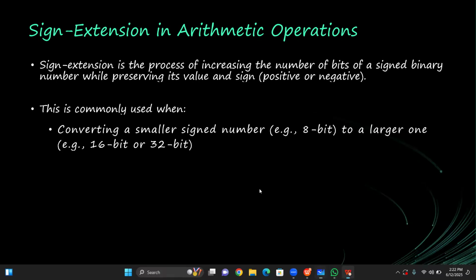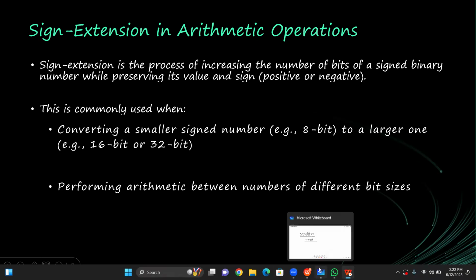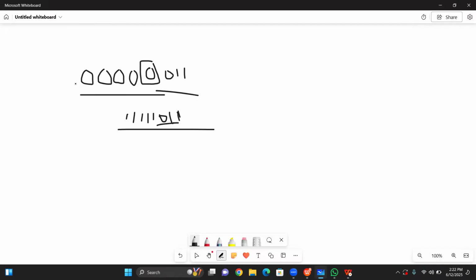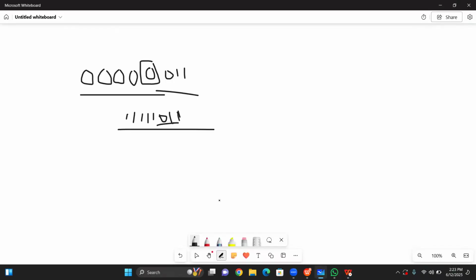Okay, so if we go back to our slide now, it is used if you want to convert a smaller signed number to a larger one. I just converted 4 digits to 8 digits, so I have sign extended. Here I also sign extended this one to 8 bits. So it is used when you want to convert a smaller signed number to a larger one, from 8 bits to 16 bits, or from 4 bits to 8 bits. It's also used when you're performing arithmetic between numbers of different bit sizes. So let's assume we have something like this now.